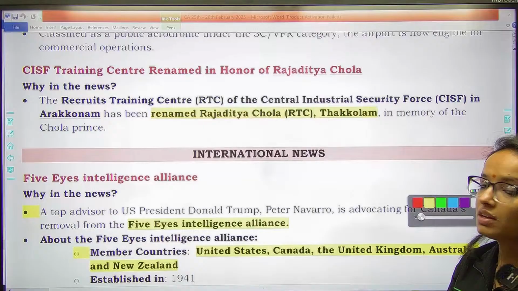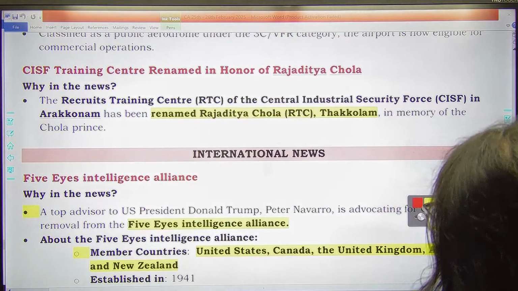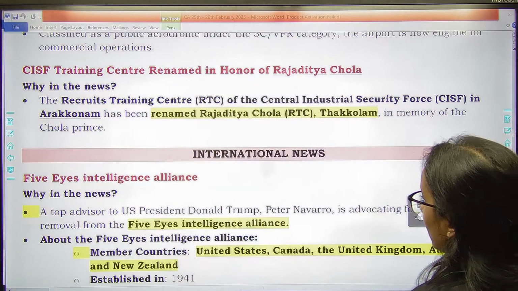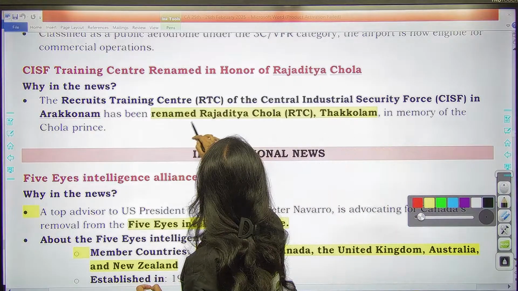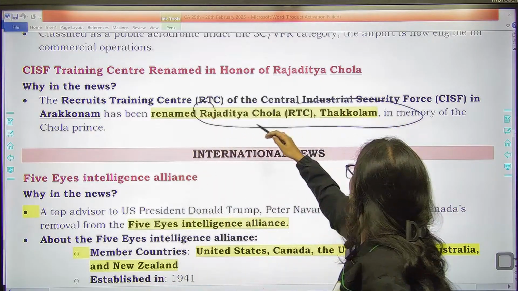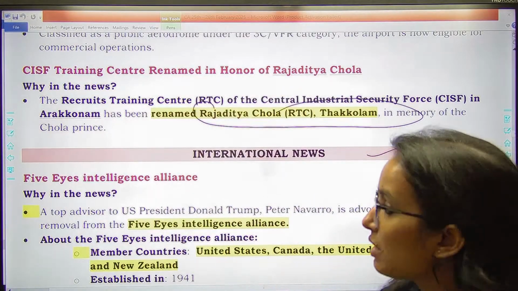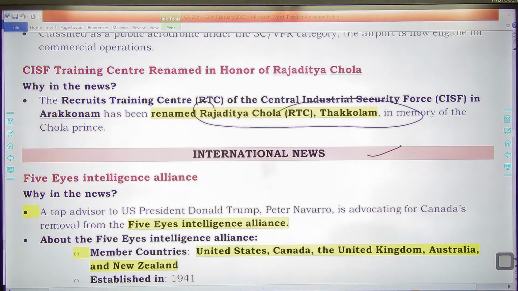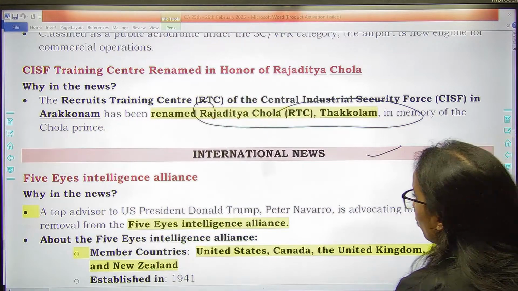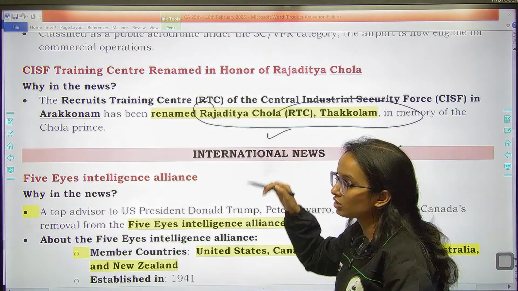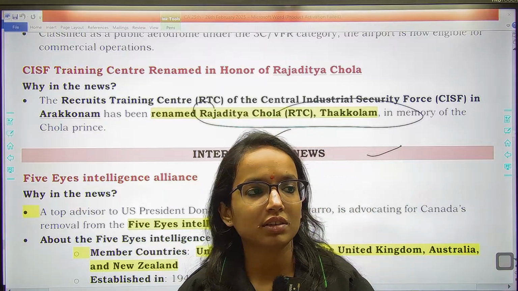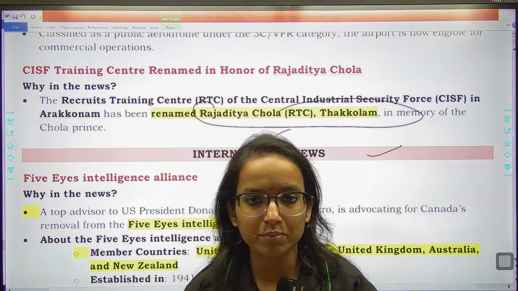Next one is the Recruits Training Center of the Central Industrial Security Force in Arakkonam has been renamed as Rajaditya Chola Thakolam in memory of the Chola Prince. So remember this renaming. The Recruits Training Center of CISF in Arakkonam has been renamed as Rajaditya Chola in reverence to the famous Chola king.